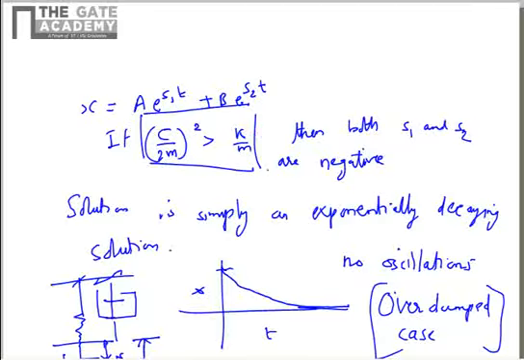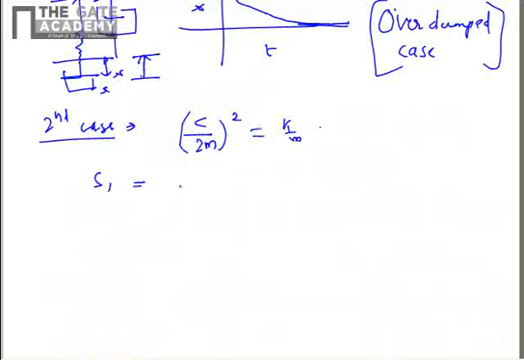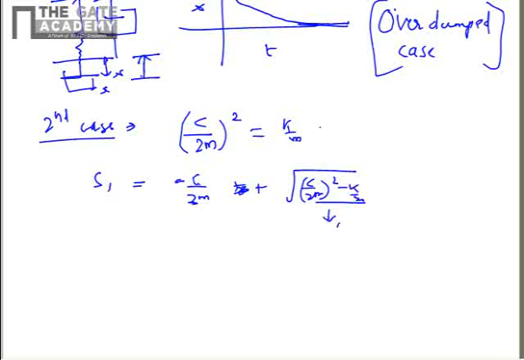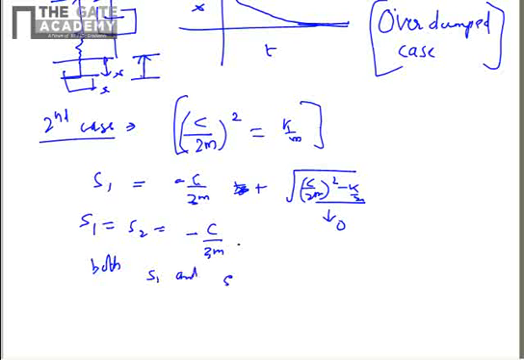So in that case, what will be the nature of S1? S1 is minus C by 2m plus square root of (C by 2m) whole square minus K by m. So this quantity will become 0 in this case, where (C by 2m) whole square is equal to K by m. So you will get S1 is equal to S2 is equal to minus C by 2m. So in this case also you can see both S1 and S2 are real and negative.